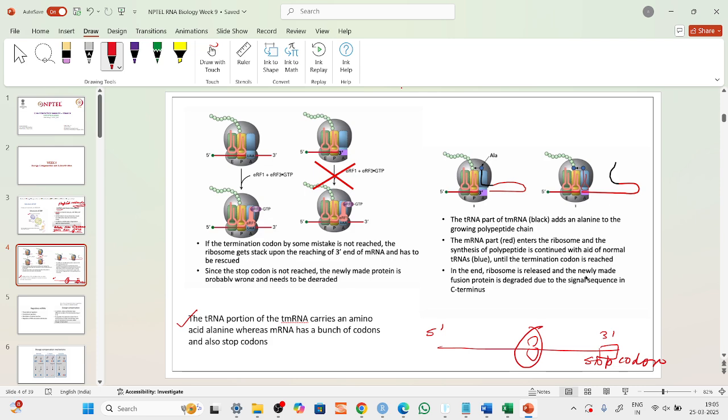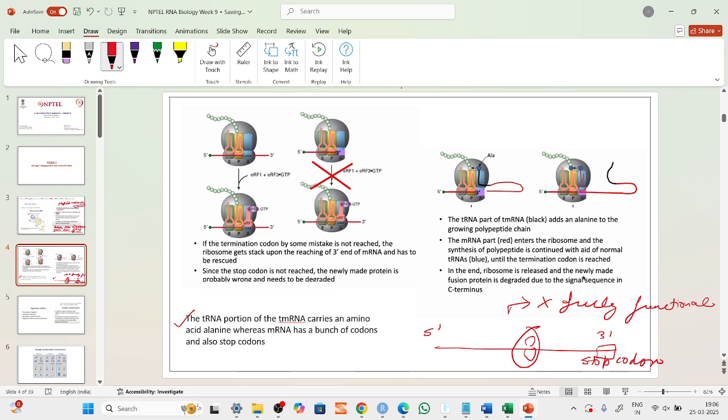So in that case, what happens? The tmRNA comes to the rescue. Not only does this ribosome have to be detached, but this mRNA should also be degraded. Why? Because it could only synthesize up till here, it hasn't translated the whole sequence, so it is not a complete protein that is formed. Since this protein is not complete, it should be degraded because it is not fully functional. Whatever protein forms will not be a fully functional protein.